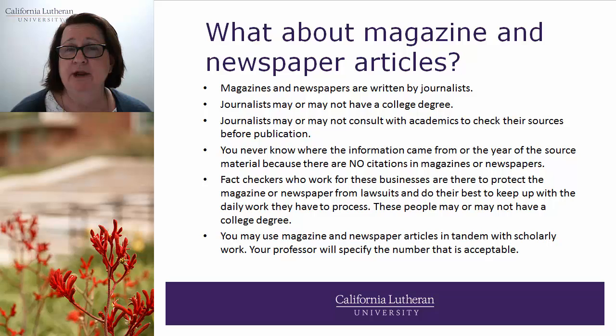So a journalist may or may not have a college degree, and they may or may not consult with academics to check their sources before publication. This means you do not know where the information came from or the year of the source because there's no citation. In academic work, part of the reason we cite is to verify the authenticity of the material being referenced, but it also gives us an idea of how current it is, because in the in-text citation, we have not only the author's last name, but the year.